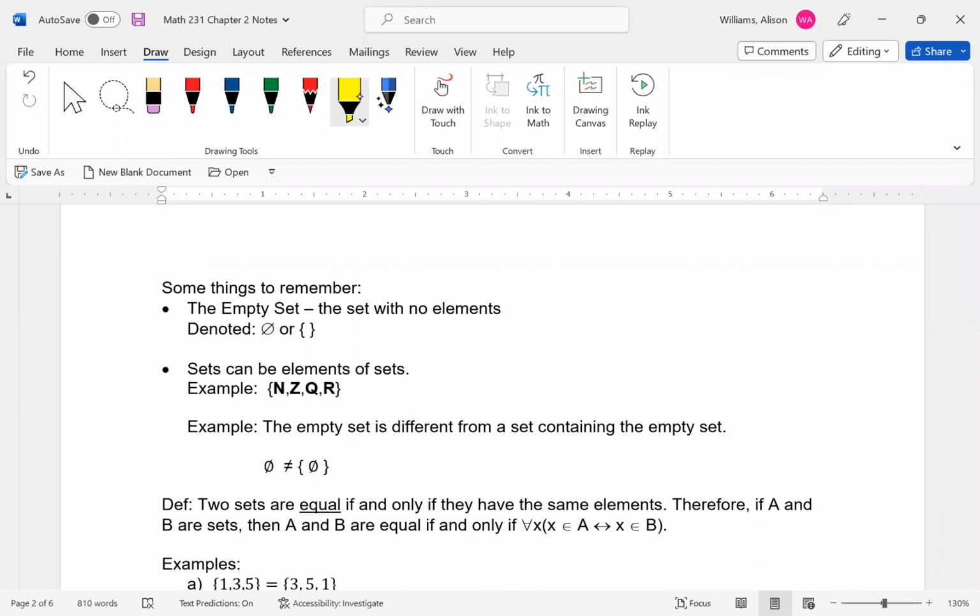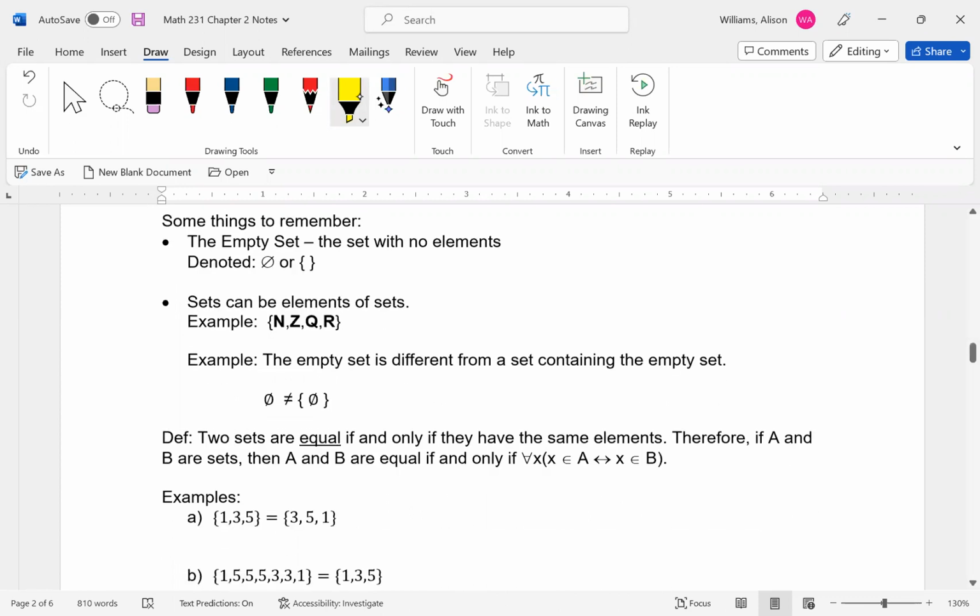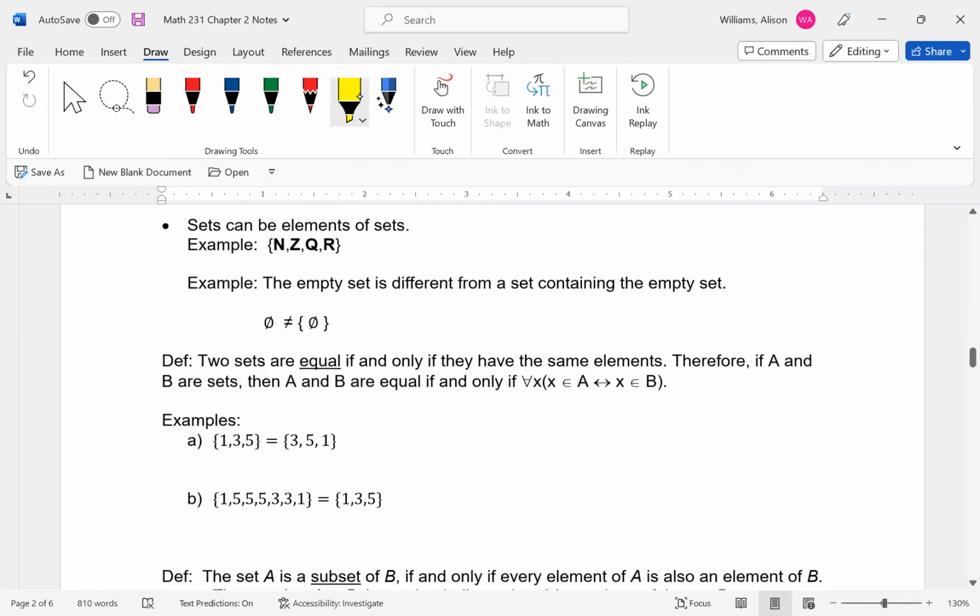Two sets are equal if and only if they have the same elements. So if A and B are sets, then A equals B if and only if for all X, if X is an element of A, then it is also an element of B, and vice versa. If X is an element of B, it is also an element of A. So it goes both ways. All right, so they show some examples. We saw this earlier where they have it in unordered or mixed up order as well.